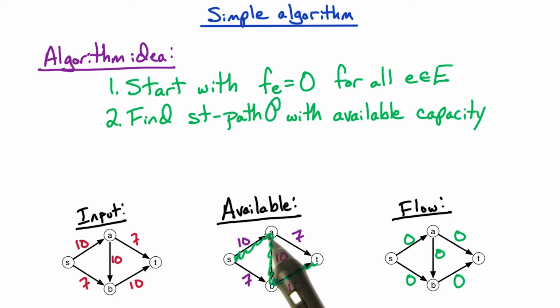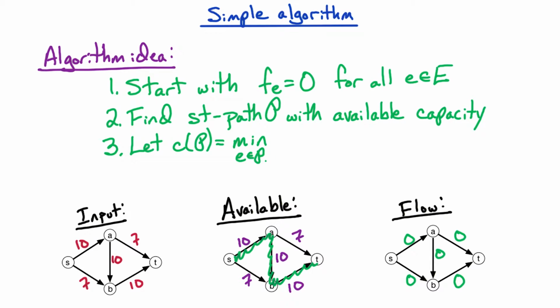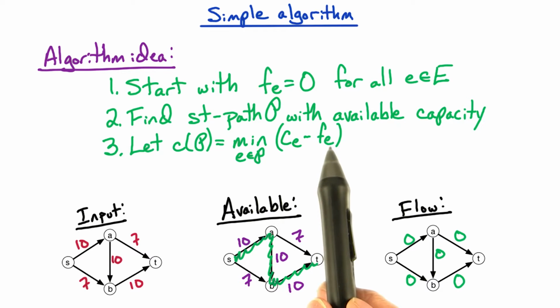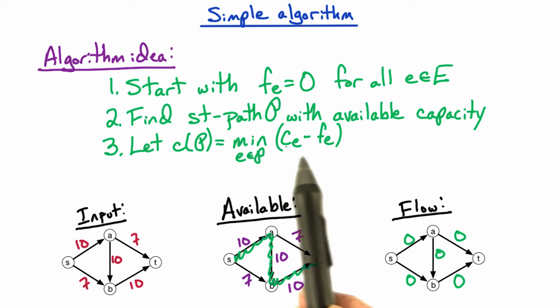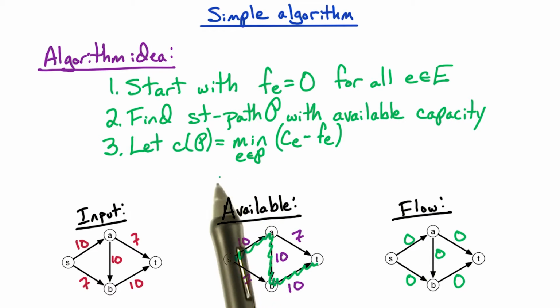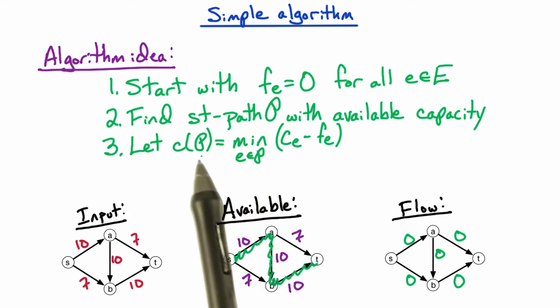Let's consider this path from S to T in this graph. Now this path happens to be optimal in some sense. It has the maximum available capacity, but that's not important for this example. We're going to look at all edges in this path, and we're going to look at the available capacity of that edge. So we're going to look at the capacity along this edge minus the current flow along this edge. This is the available capacity along this edge. We're going to minimize this. So this is going to be the maximum amount that we can send along this path.